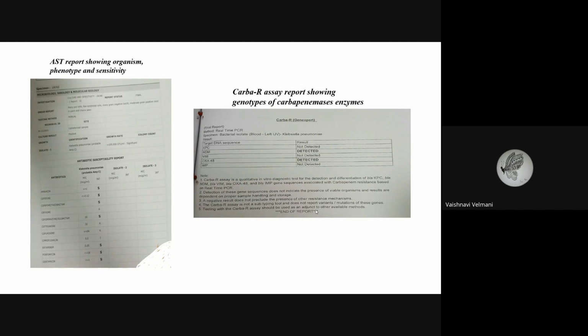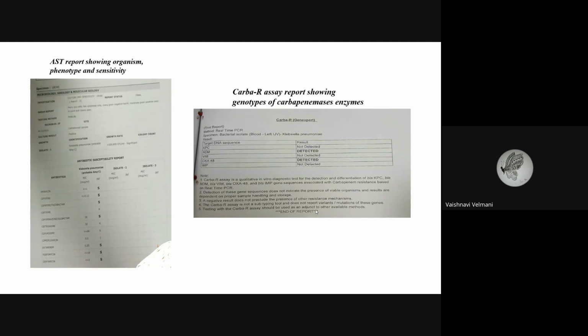This is the ideal AST antimicrobial susceptibility report showing the organism. Here it is showing urine culture showing Klebsiella pneumoniae, which is a probable AMC. That is also mentioned here. So probable AMC, that is the phenotype, and we can see the sensitivity pattern also.